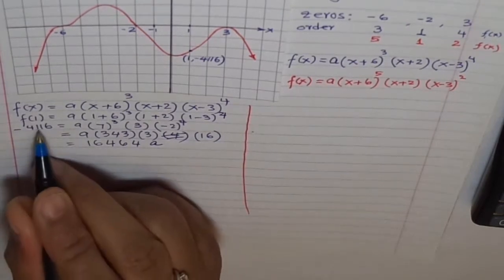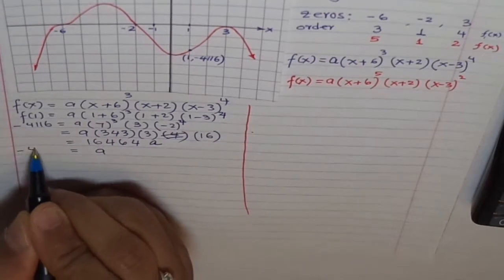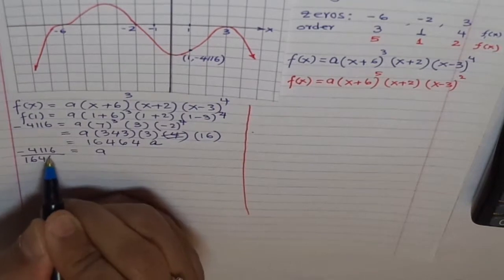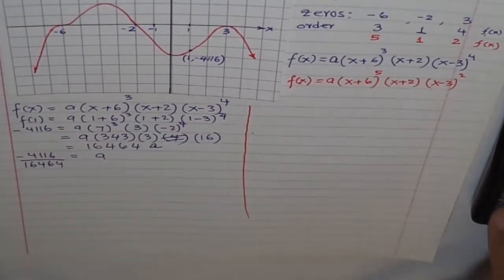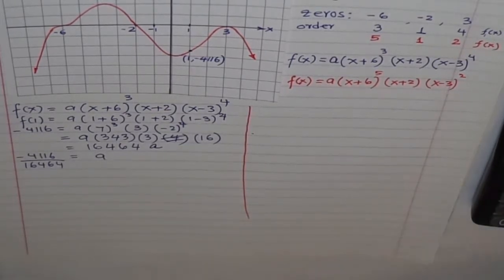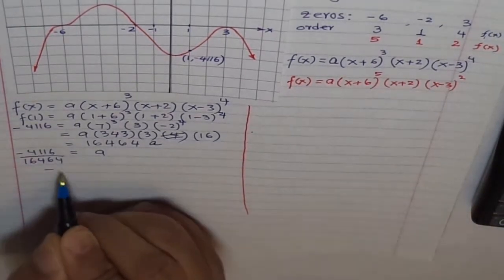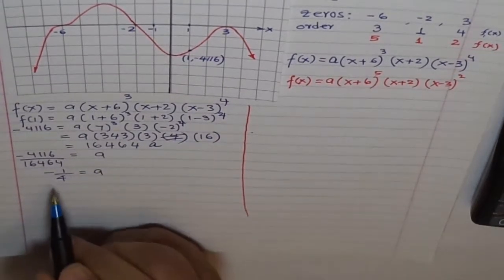So what is A equal to? A will be equal to this number divided by this. So minus 4116 divided by 16,464. So let's divide. 4116, I am not taking the negative sign, I will put the negative for A, divided by 16,464, which is equal to 1 over 4. So we get minus 1 over 4 equals A. So A is minus 1 over 4.